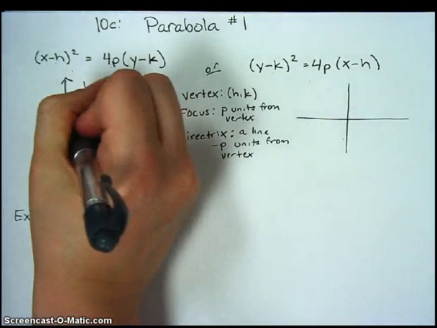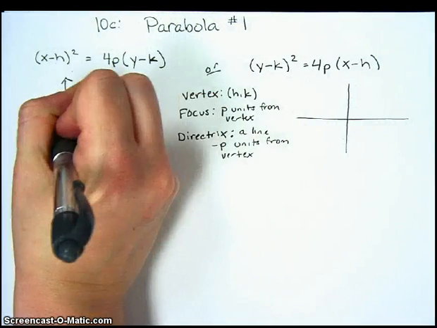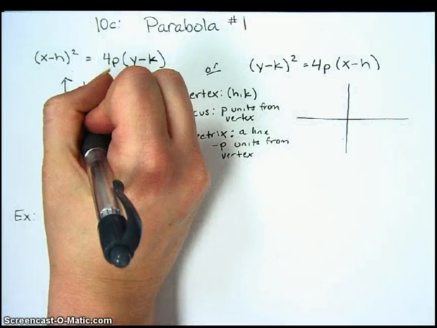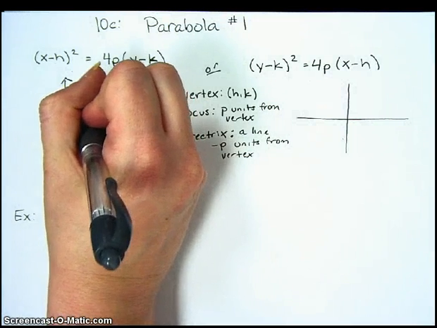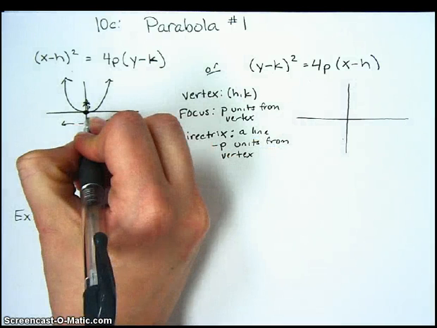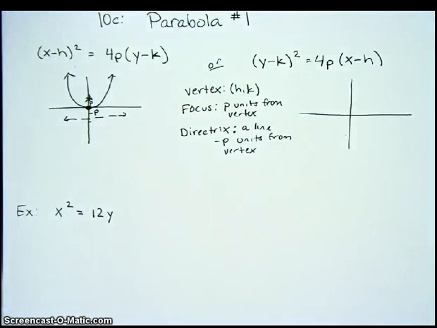Your directrix is a line. You can either do it solid or dash. I'll take it either way. That's negative p units. So if it's 2 units up to the focus, it's going to be 2 units down to the directrix. So your directrix is negative p units away. And those are all the parts we have of a parabola.